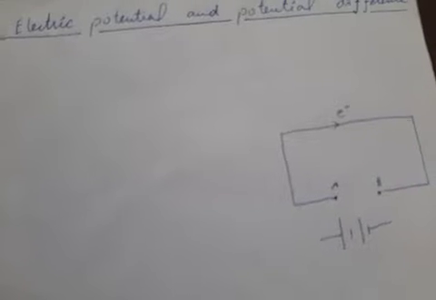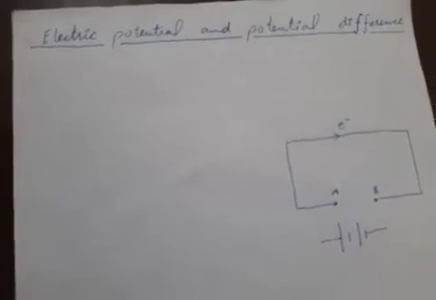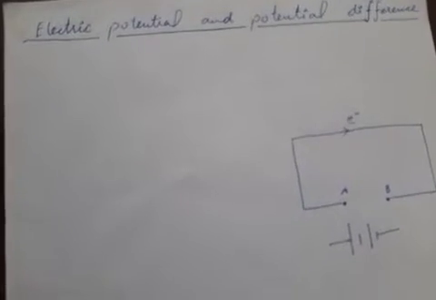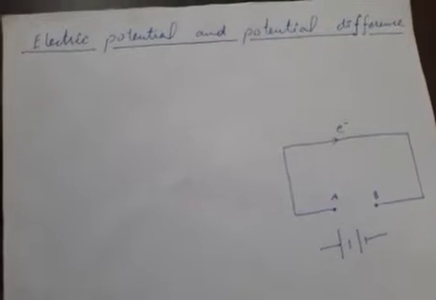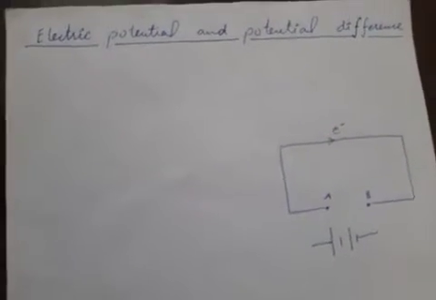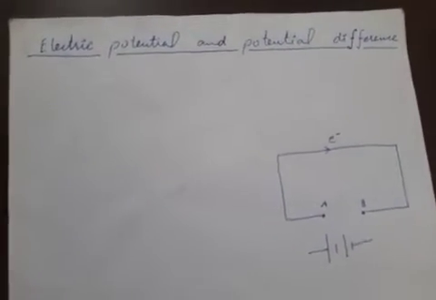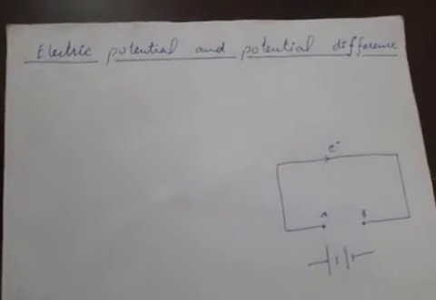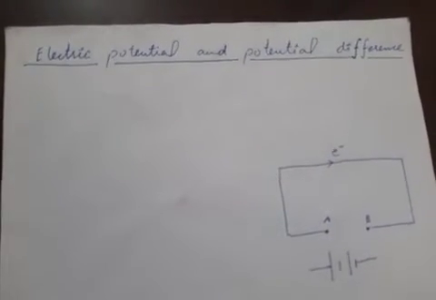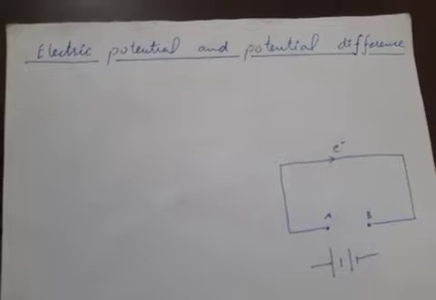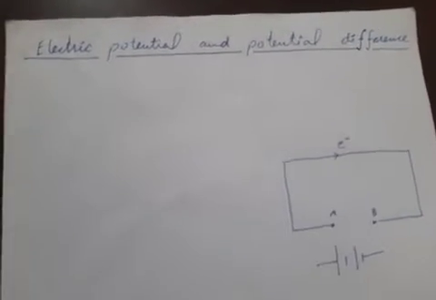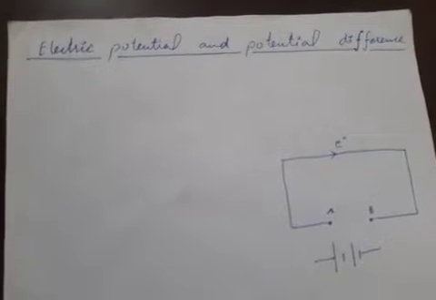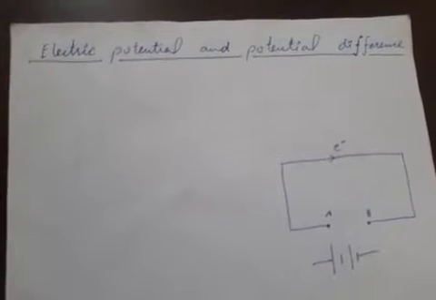As you already know, water flows from high level to low level, or air moves from high pressure to low pressure. Similarly, to move a charge we need a term that is potential. As for air we use the word pressure, as for water we use the term level, high level to low level, high pressure to low pressure. Similarly, here we use the term potential.